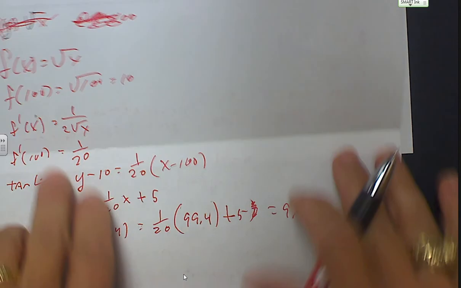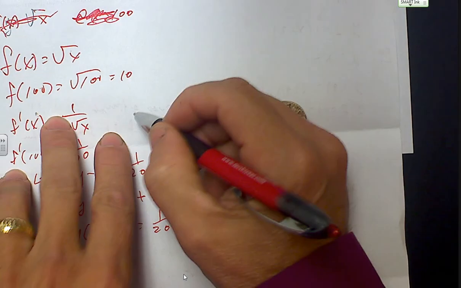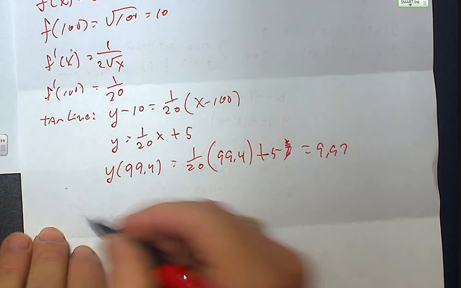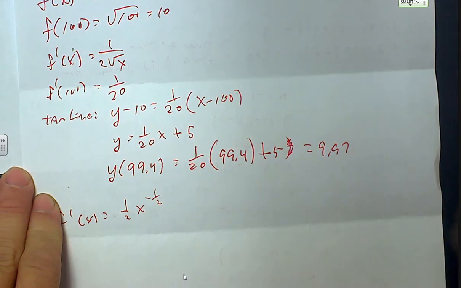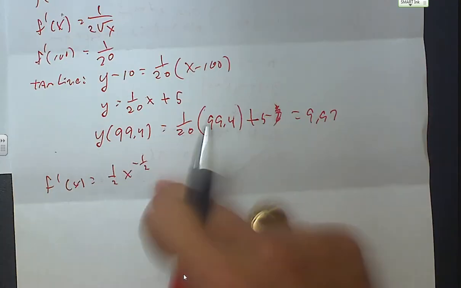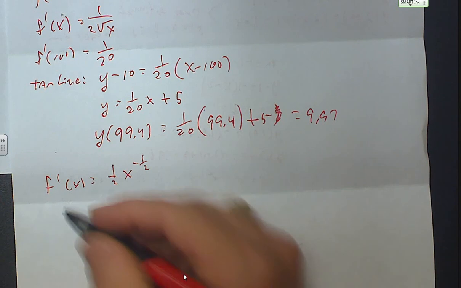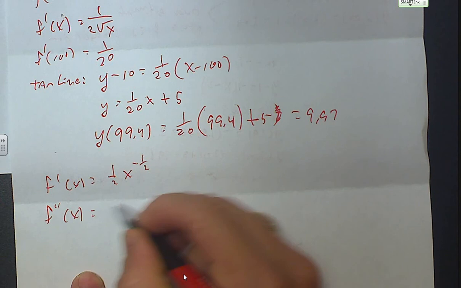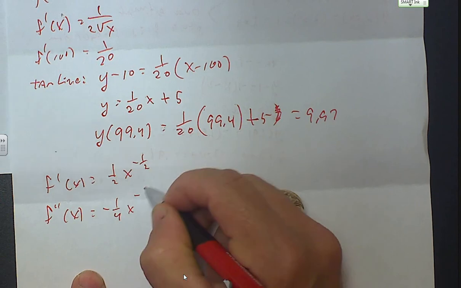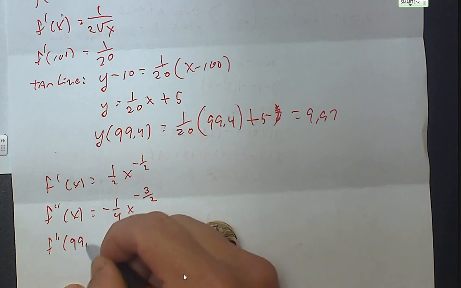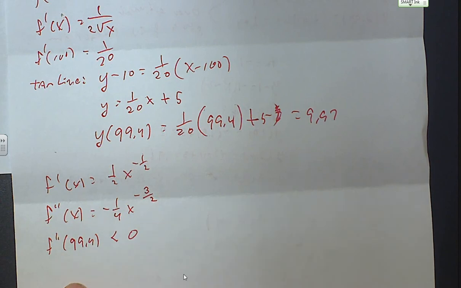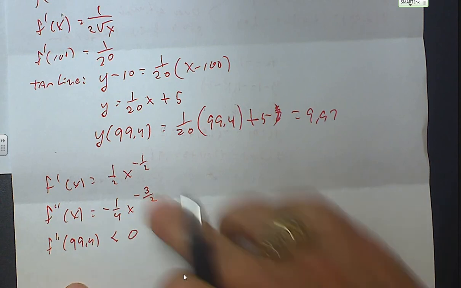All right, so here's how you're gonna prove it. You have F prime equals 1/2 times x to the negative 1/2. I always talk about this a bunch: turn them to negative exponents so you can think about your negative sign. F double prime of x equals negative 1/4 x to the negative 3/2. I don't have to actually do any math. You just know it's negative. So I'm going to write F double prime of 99.4 is less than 0, because I know the answer's got to be negative coming out of this.